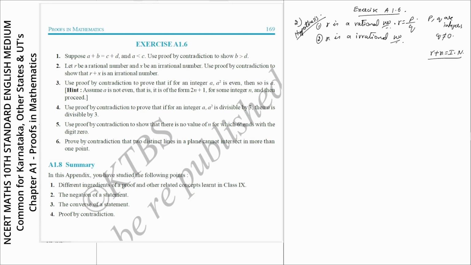Now what is an example of an irrational number? Root 2, root 5, root 7, all these are irrational numbers. Now 5 by 2 is a rational number. If I add an irrational number, for example say root 5, whatever I get should be an irrational number, and I'm supposed to prove that now. Now proof.